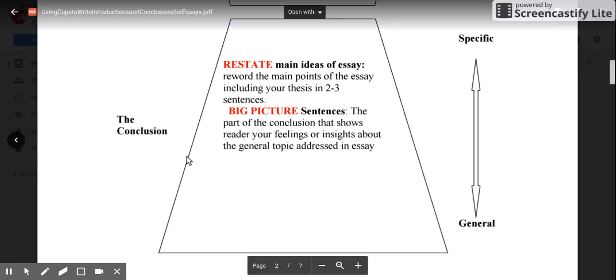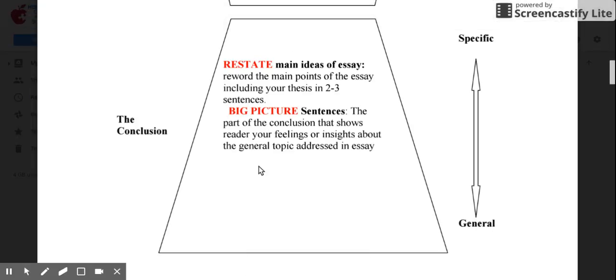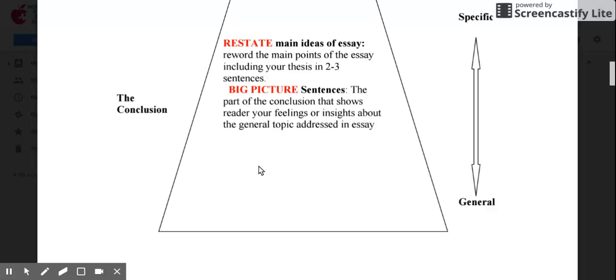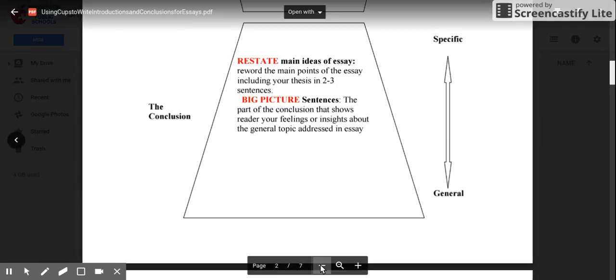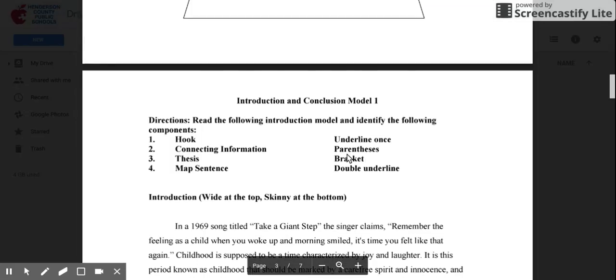See how the cup is smaller for the conclusion than the introduction? There's a reason for that. And towards the end, you need to give big picture sentences. This is the part of the conclusion that shows your reader your feelings or insight about the general topic addressed in the essay. Now, let's look at some examples of some good introductions and conclusions.